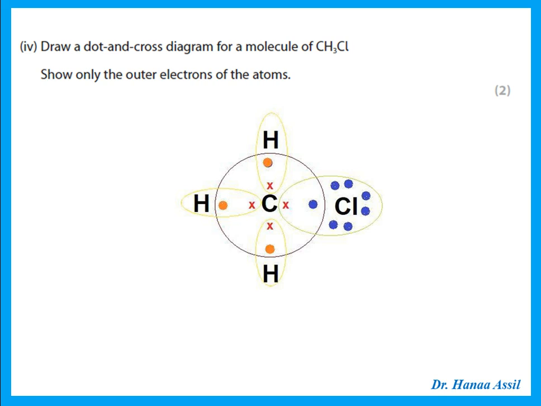Remember, you do not forget to write the rest of the electrons on the chlorine. So chlorine has 7 of its own. It's going to use 1 to share with the carbon, but it has the rest of the 7. So you still have 6 electrons around the chlorine. Usually students forget these electrons. Carbon is in group 4. It has 4 electrons, so it needs 4. So it's going to share 3 with the 3 hydrogens and 1 with the chlorine. Okay?